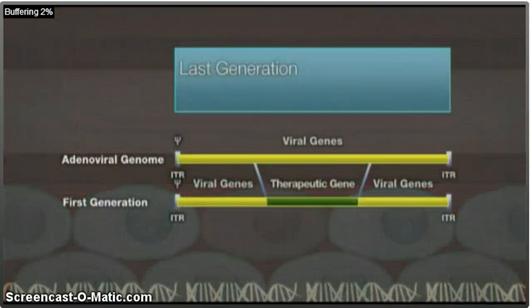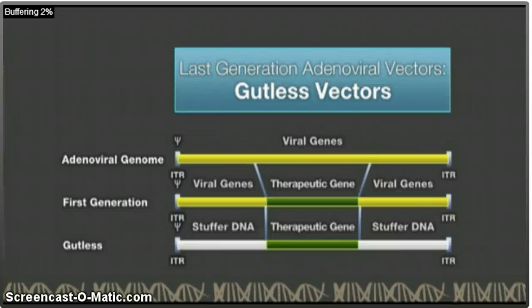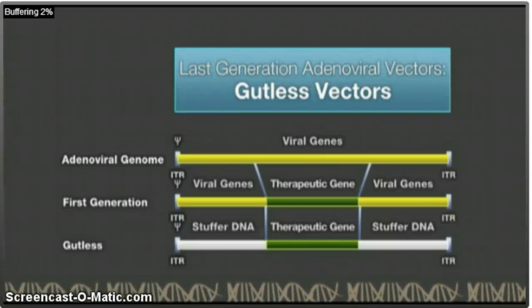However, in the next generation adenoviral vectors, called gutless, all viral genes have been deleted from the vector, so a long-term expression of the gene of interest is possible.